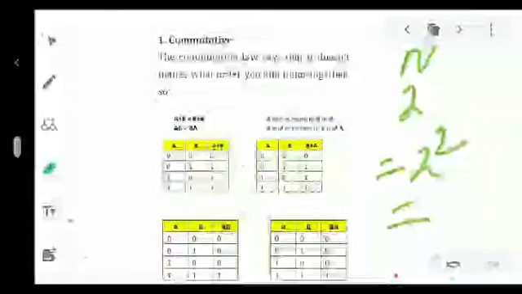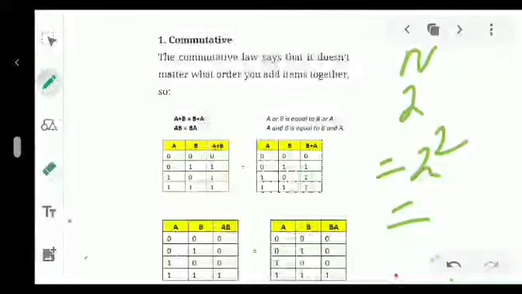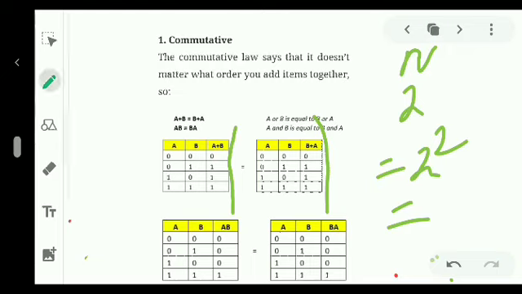In case of A we have 4 sets of inputs, and in case of B also 4 sets of inputs: 0, 0, 1, 1 and 0, 1, 0, 1. Now if you add A with B, what result are we getting? That is 0, 1, 1, 1. And if you add B with A, then also we are getting the same result, 0, 1, 1, 1. Now check for the multiplication. If you do A into B, we get the result 0, 0, 0, 1. And B into A, we are getting the same result, 0, 0, 0, 1.